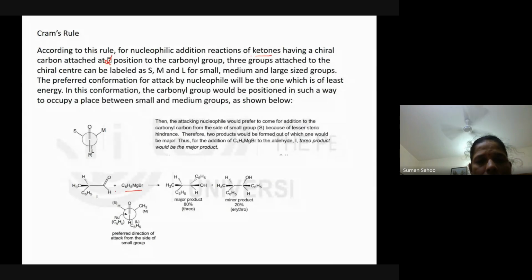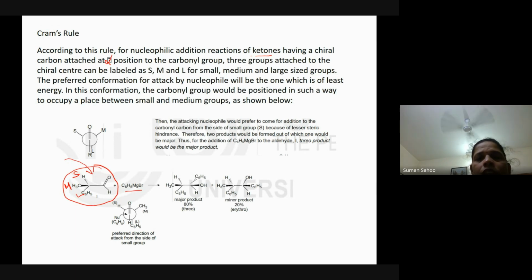Suppose this one, you just take this one. Now these three groups can be labeled as small, medium, and large. So this one is your large, this one is your medium group, and this one is your small group. So the preferred conformation for the attack by nucleophile will always be to attack from the small side.